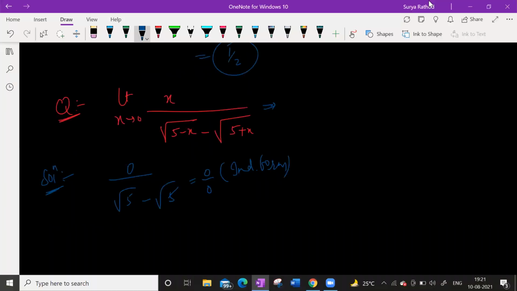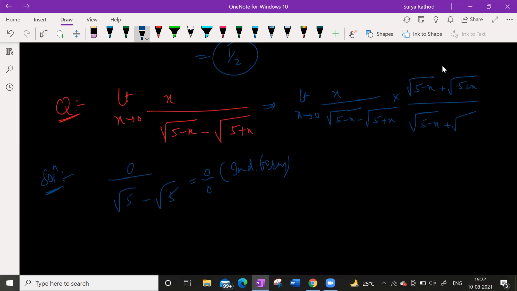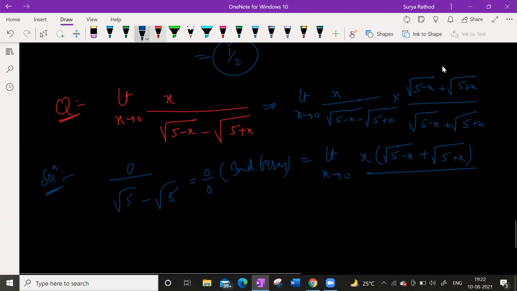So if I do rationalization, how can I write it out? Limit x tends to 0, x into the conjugate. Now look at this here. The numerator has the form a minus b into a plus b, so can I write a square minus b square? Yes, sir.